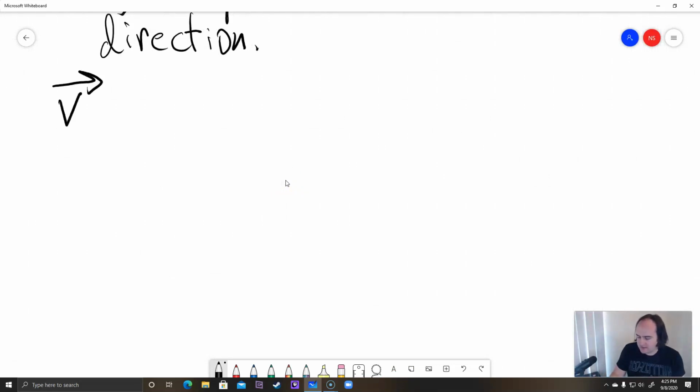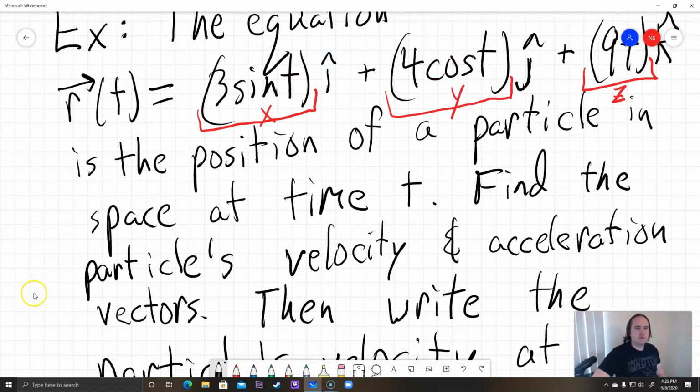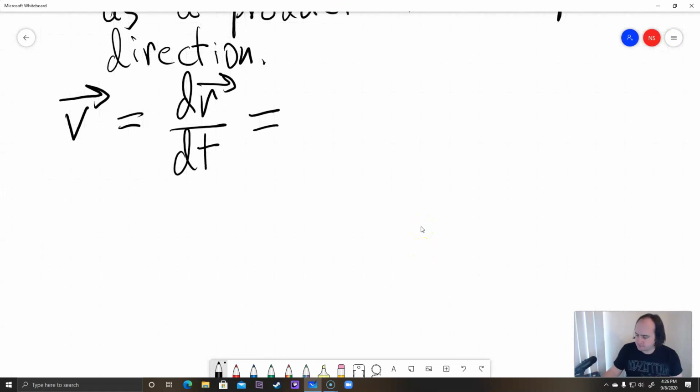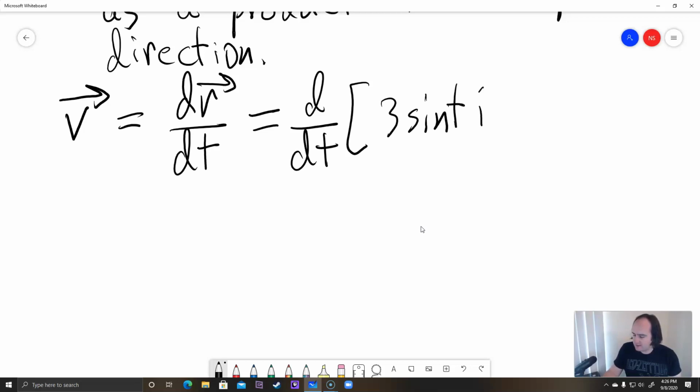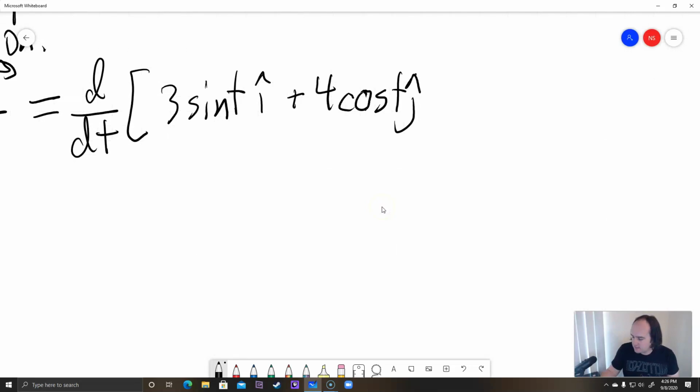Okay, so remember that velocity v equals dr/dt. So it's the derivative of the position. And here we know that our position is 3 sine of t times i plus 4 cosine of t times j plus 9t times k. So we're taking the derivative of that.